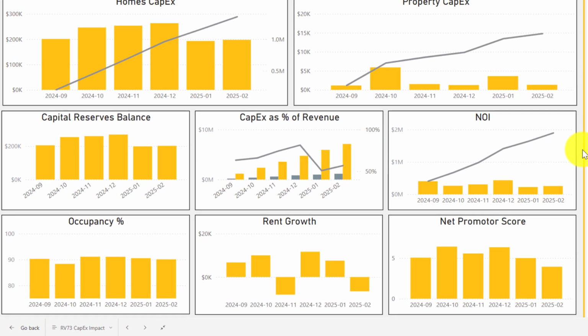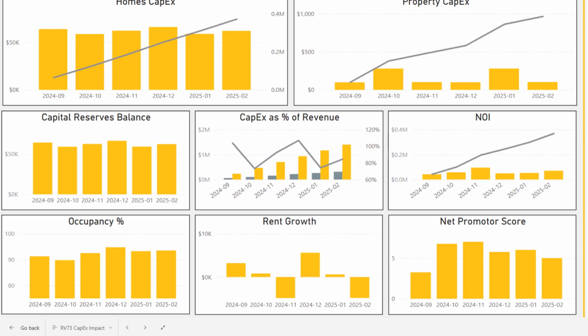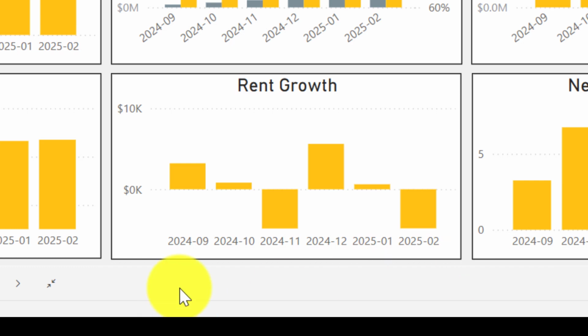So the next four cards on this dashboard show the impact. So here you see both the monthly and the cumulative NOI. Here we're showing the occupancy. So while occupancy depends on many factors, it should be improving if you're investing in the property and the homes. Rent growth, if that's part of your investment thesis, should also be visible. And we show it here.